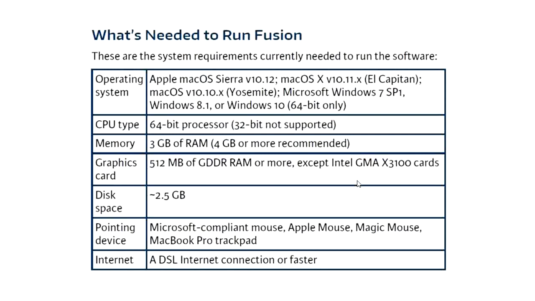Then CPU type. It requires a 64-bit processor. If you have a tablet with a 32-bit processor, or a PC with a 32-bit processor, it is not supported by Fusion 360. Then we have to consider the memory. There should be a minimum of 3 GB RAM. If you run Fusion 360 on your phone, it should have a minimum of 3 GB RAM.